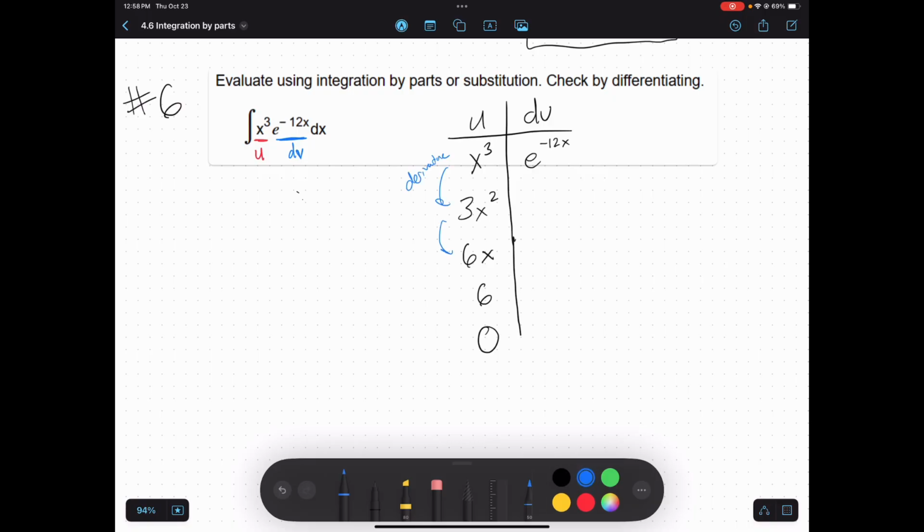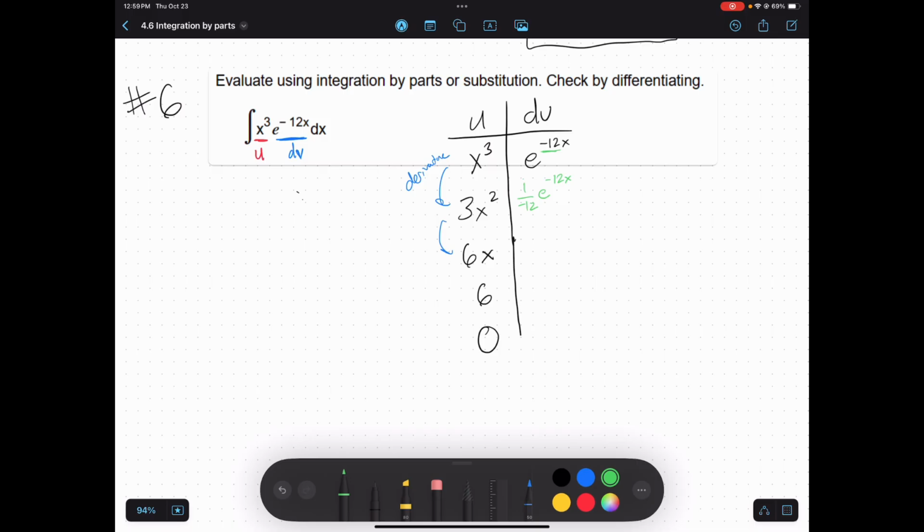So now that I know how many times I need to do this, I'm going to take the antiderivatives of the other side. So how do I take the antiderivative if I have a constant right there? You just divide by that constant. And there's my first antiderivative. But now I need to do it again.